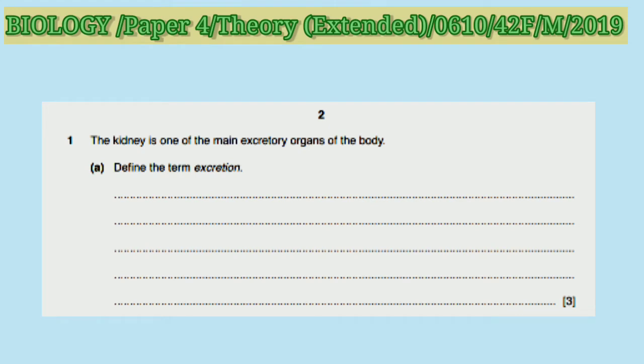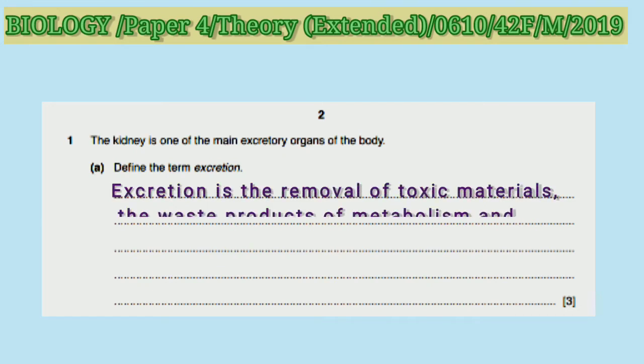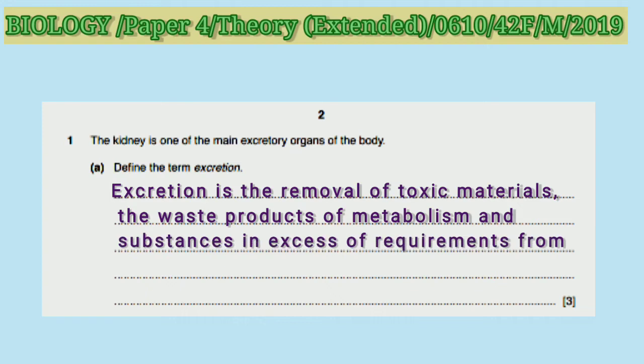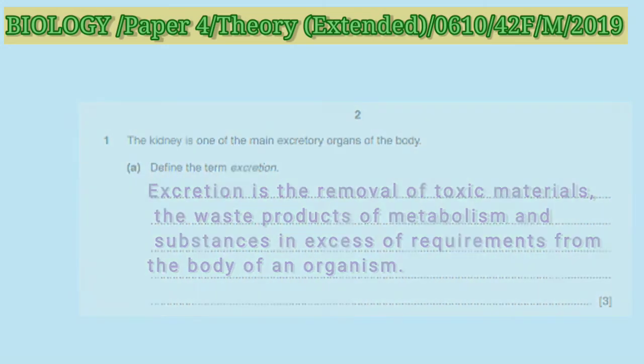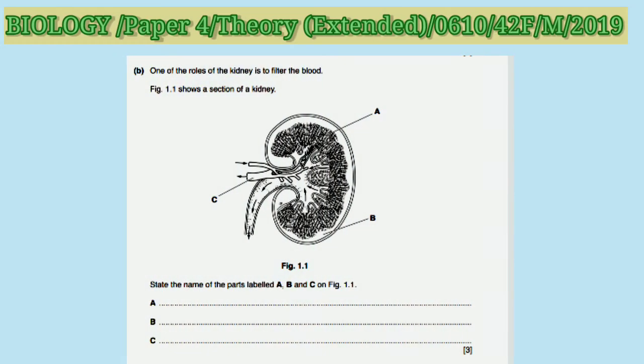First question is, the kidney is one of the main excretory organs of the body. A. Define the term excretion. Excretion is the removal of toxic materials, the waste products of metabolism and substances in excess of requirements from the body of an organism.